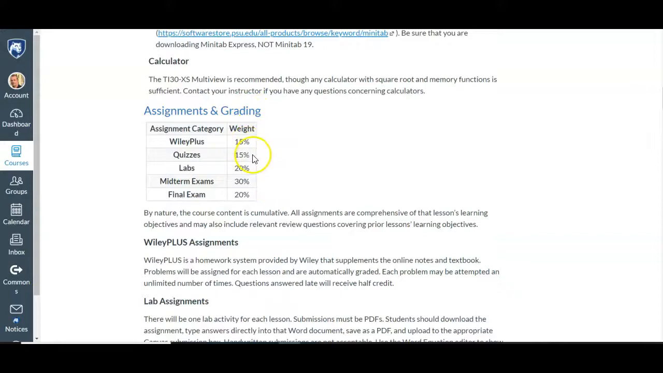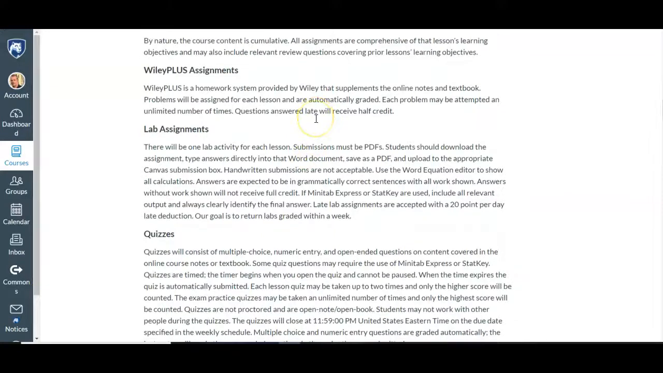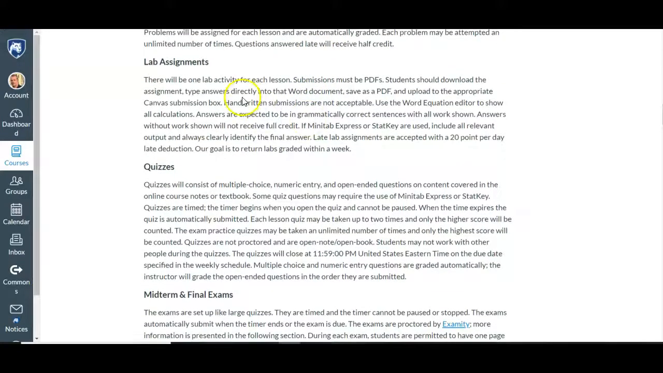So homework 15%, quizzes 15%, labs 20%, the 2 midterm exams 30%, and then the final exam 20%. Okay. Wiley Plus assignments, you can read through that. Lab assignments, these are very important. You're going to submit those to a Dropbox as a PDF and upload those. Students, again, are very familiar with that kind of thing nowadays with all the online education that's happening.